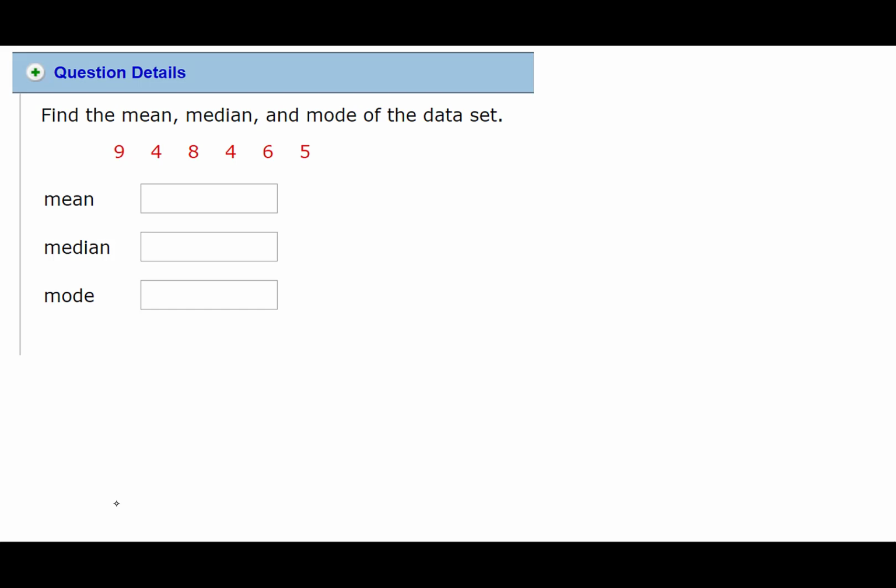Because we're working in our Statistics unit, you can pull out your calculator. In order to find the mean, I want you to add those 6 numbers together and then divide by 6. So this will be 9 plus 4 plus 8 plus 4 plus 6 plus 5. Take that sum and divide by 6, and that gives you a mean of 6.